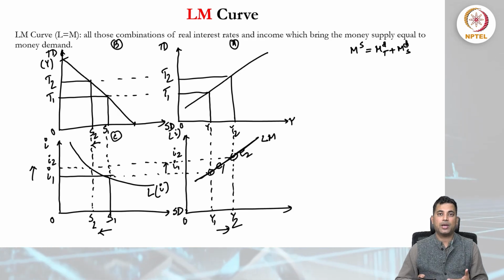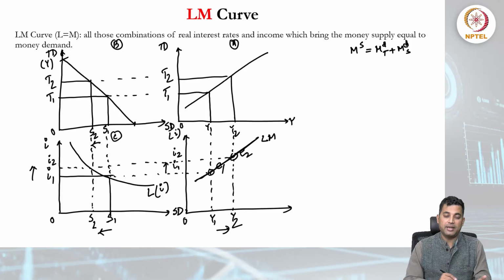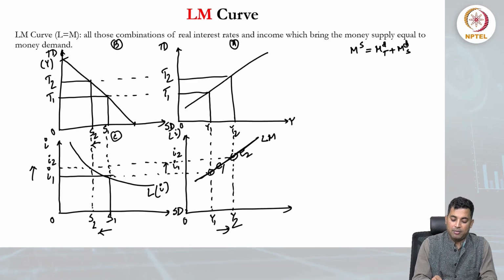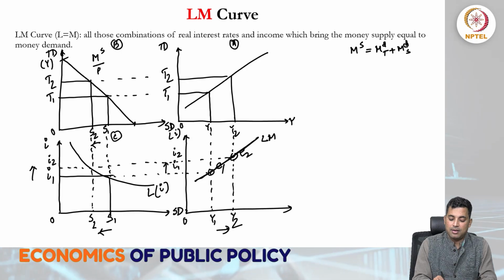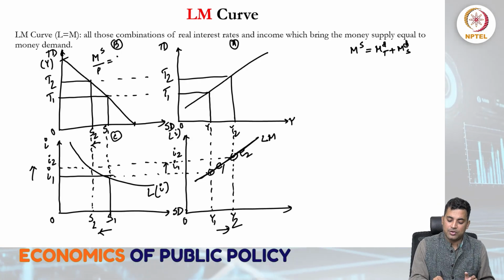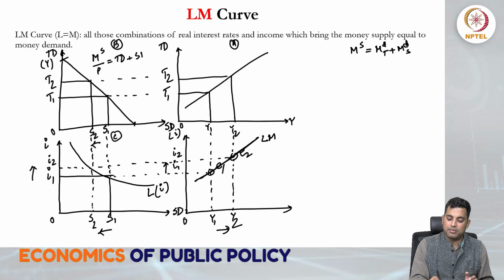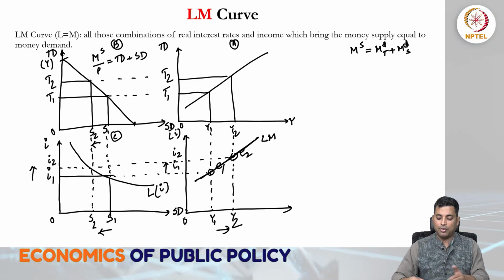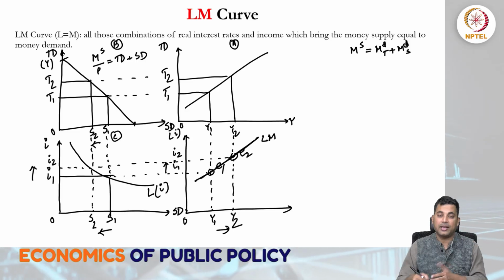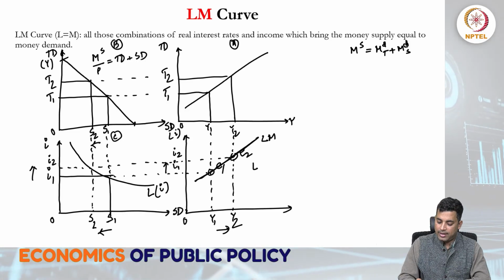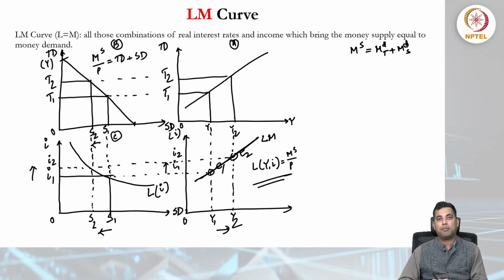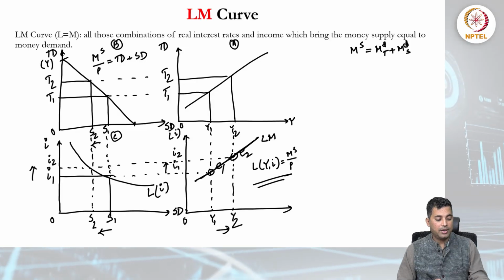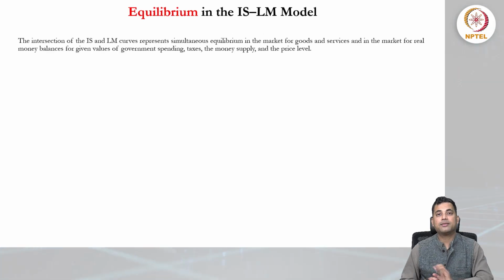So here we have money supply and money demand, and the money supply we plotted in panel B is fixed, but it is spread across the transaction demand for money and the speculative demand for money, right? So the overall LM equation is basically the equilibrium condition: L(Y, I) equals MS by P. This is what we call the LM market equation, right? So moving forward, what is the equilibrium?